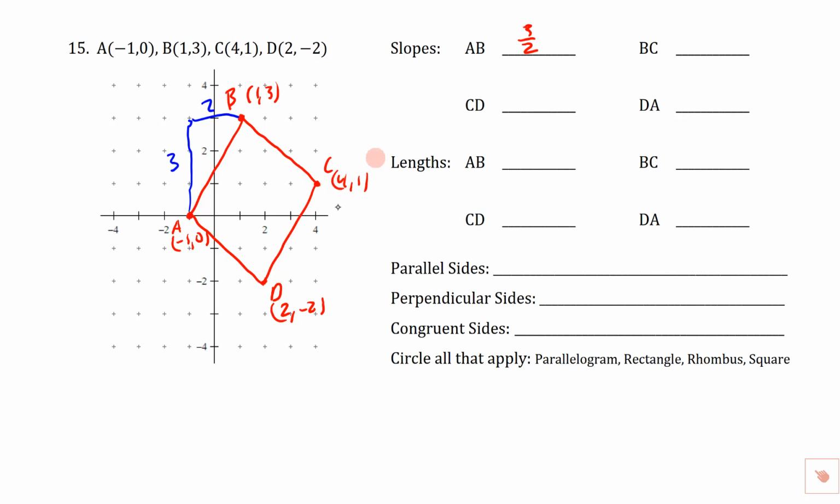So this is from D to C, or CD. So this is going to be 3 over 2. And then the other one, we're going to go ahead and draw what that would look like. So let me get rid of the picture here.